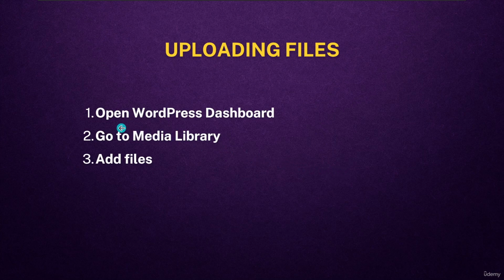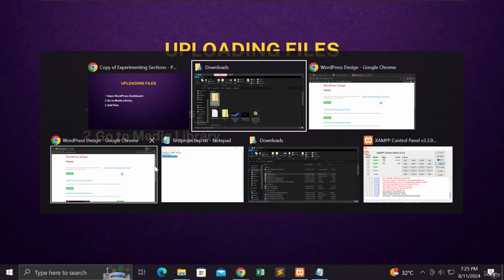The first thing that we are going to do is open the WordPress dashboard and go to the media library, and then from there we can add files. Okay, so how am I going to do that? So I'm gonna proceed to our website.